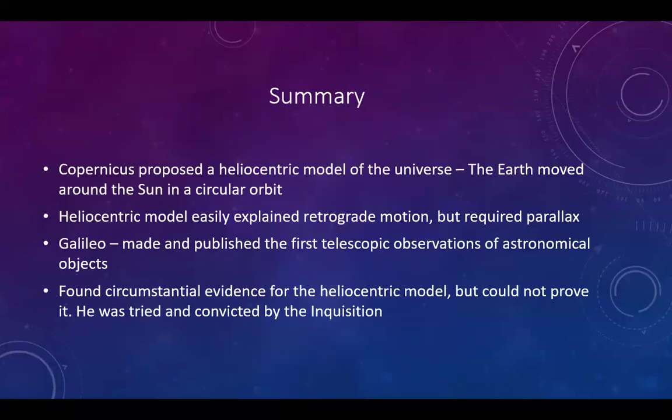And Copernicus proposed this heliocentric model of the universe. The Earth moved around the sun in a circular orbit. This model easily explained retrograde motion, but required parallax. Galileo made and published the first telescopic observations of astronomical objects, and he found circumstantial evidence for the heliocentric model, but couldn't prove it. And he was tried and convicted by the Inquisition because he went about presenting his evidence very abrasively.